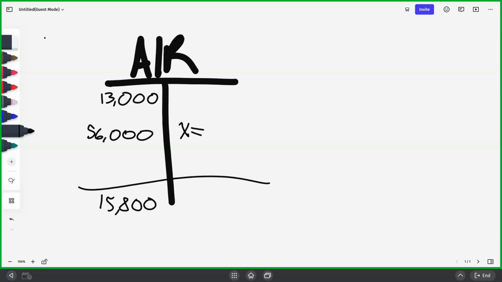Is this supposed to be a big number? Actually, let me do it too, so that I can double check you. Can you tell me what you did? Explain to me your process. I added 13,000 and 56,000, and then I subtracted X, which equals 15,800. And what is the number that you got? 53,200. Perfect. That's it.